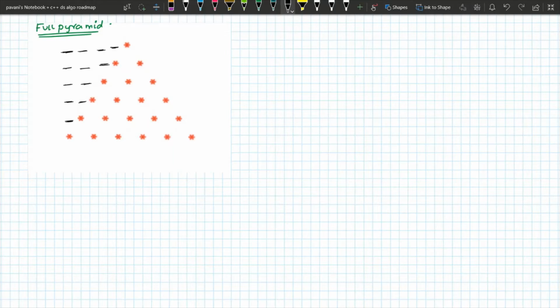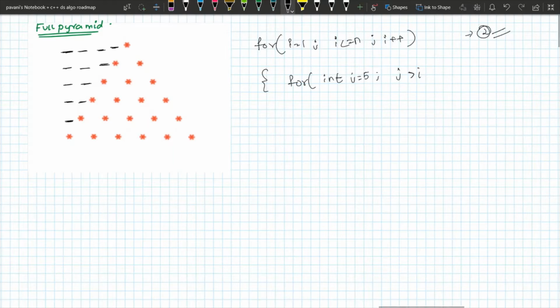Now for printing these spaces, I'm going to write the first outer loop. The outer loop must run from 1 to less than or equal to n, i plus plus. Then the first inner loop is int j equal to 5, j greater than i. I've discussed this in the past two problems, how the right pyramid comes and how to print the spaces with the loop. I'm not going to explain it again because there is a lot to explain in the second inner loop. If you don't understand this step, go check out that video.